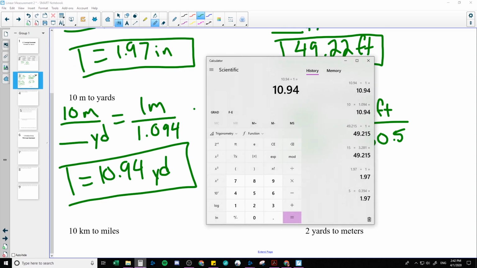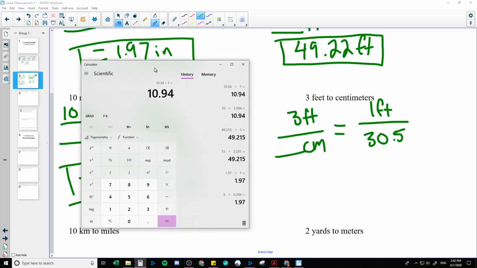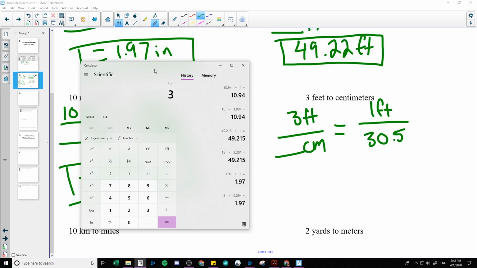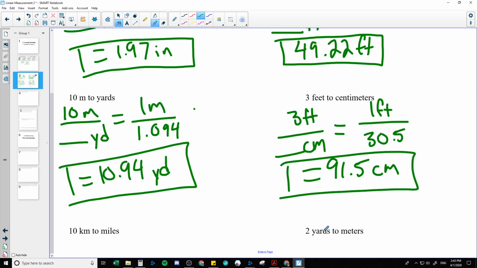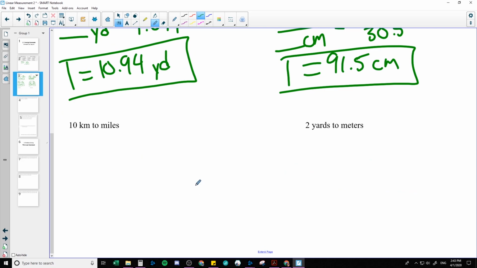Let's go to our calculator. And we are going to do 3 times 30.5 divided by that 1. And 3 feet is 91.5 centimeters. Last 2 examples down here. 10 kilometers into miles.